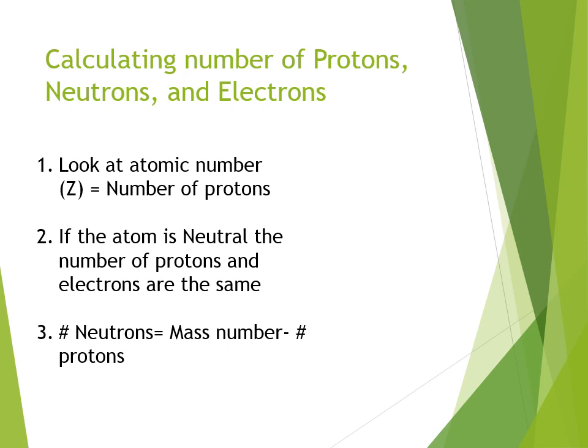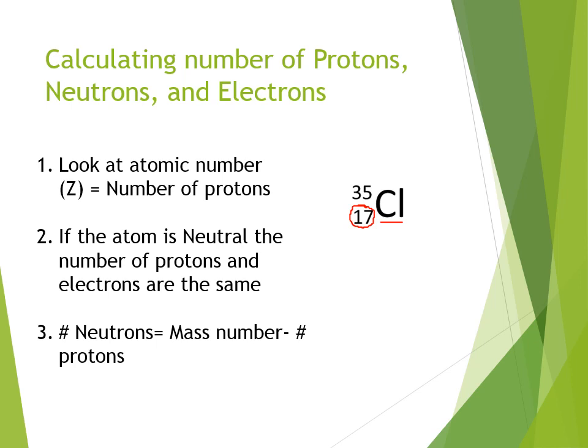Let's look at some more nuclide symbols and use them to calculate the number of protons, neutrons, and electrons. Given this nuclide symbol, let's figure out how many of each subatomic particle are present in this atom. First off, we know it's a chlorine atom because of the atomic symbol Cl. To figure out the number of protons, we're looking at this number in the bottom left corner of the symbol. So there are 17 protons in chlorine. This number 35 is the mass number, so we're going to use that number to figure out the number of neutrons.